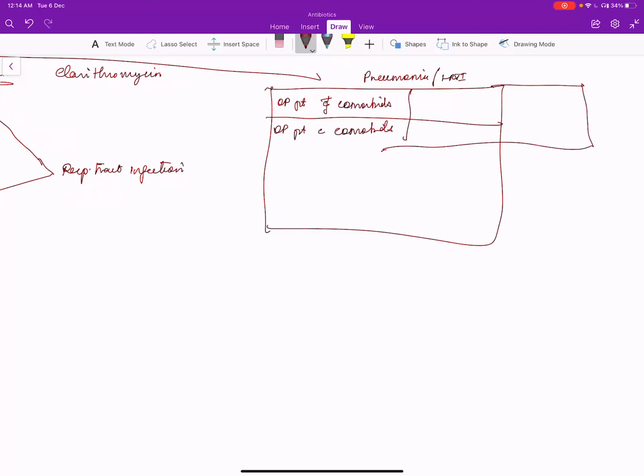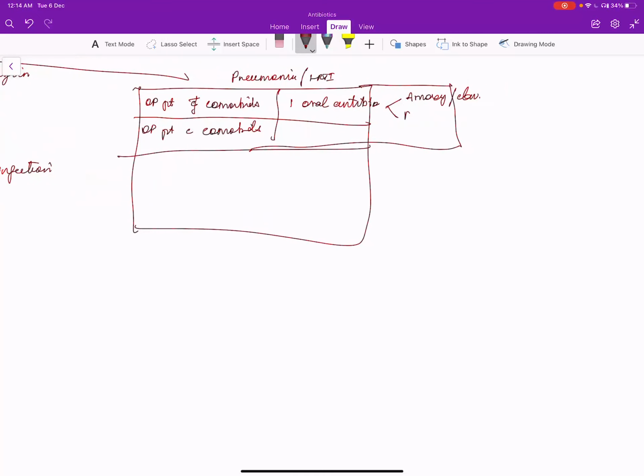So OP patient without comorbids, only one oral antibiotic is needed. The one oral antibiotic may be amoxicillin or macrolide, because both are the same. No, amoxicillin, I told you, is an extended spectrum penicillin. It covers the respiratory spectrum. Macrolide covers the respiratory spectrum in addition to atypical organisms. So any one among these you have to use.